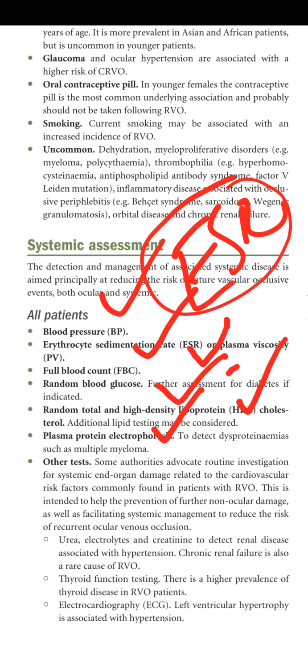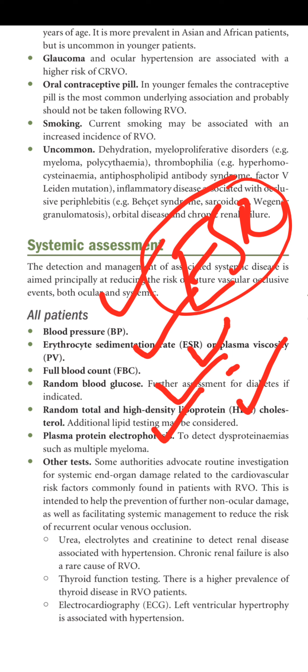Other tests: some authorities advocate routine investigation for systemic and organ damage related to cardiovascular risk factors commonly found in patients with RVO. This is intended to help prevent further non-ocular damage, as well as facilitating systemic management to reduce the risk of recurrent ocular venous occlusion.